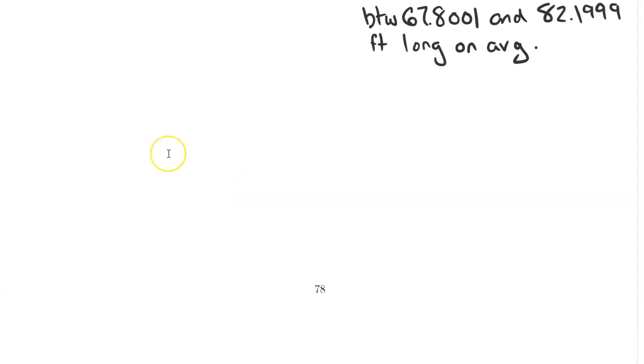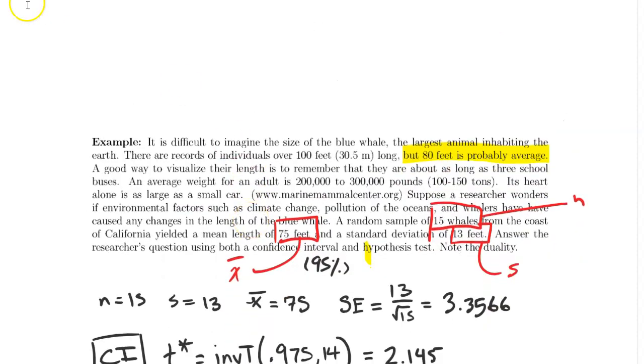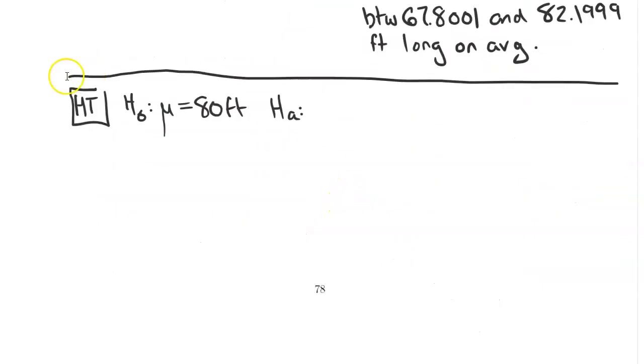All right, so next, let's do the hypothesis test. Our null hypothesis, given the problem, is that the true mean is 80 feet. Our alternative hypothesis: it asked, has climate change caused any changes in the length? So caused any changes. That means that it's not going to be greater than or less than, but maybe it's just going to be different. So our alternative hypothesis is that mu is not equal to 80 feet.